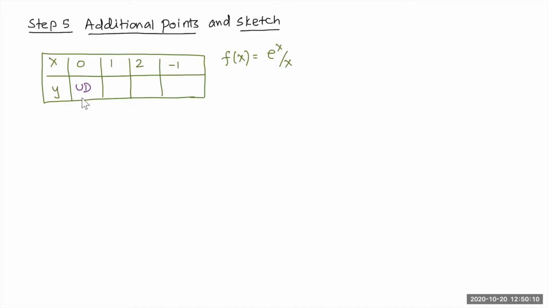Undefined, that's how I'm writing it. If you plug in 1, it will be e to the 1 divided by 1. That is equal to e. The value of e is approximately 2.7. So I can write 2.7.